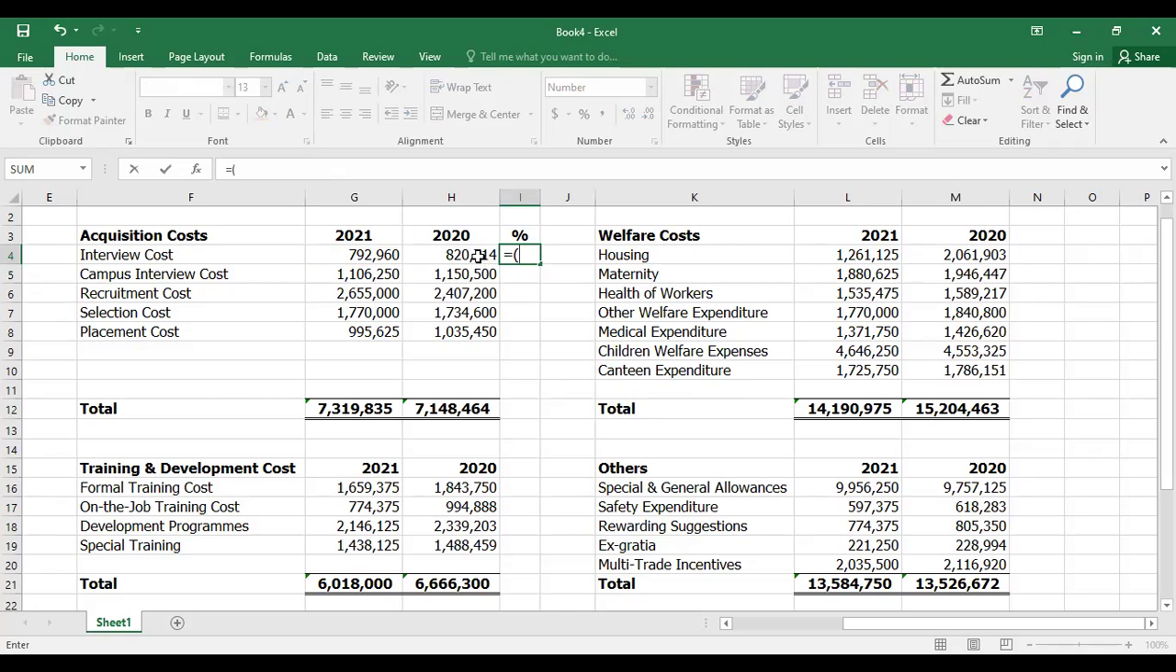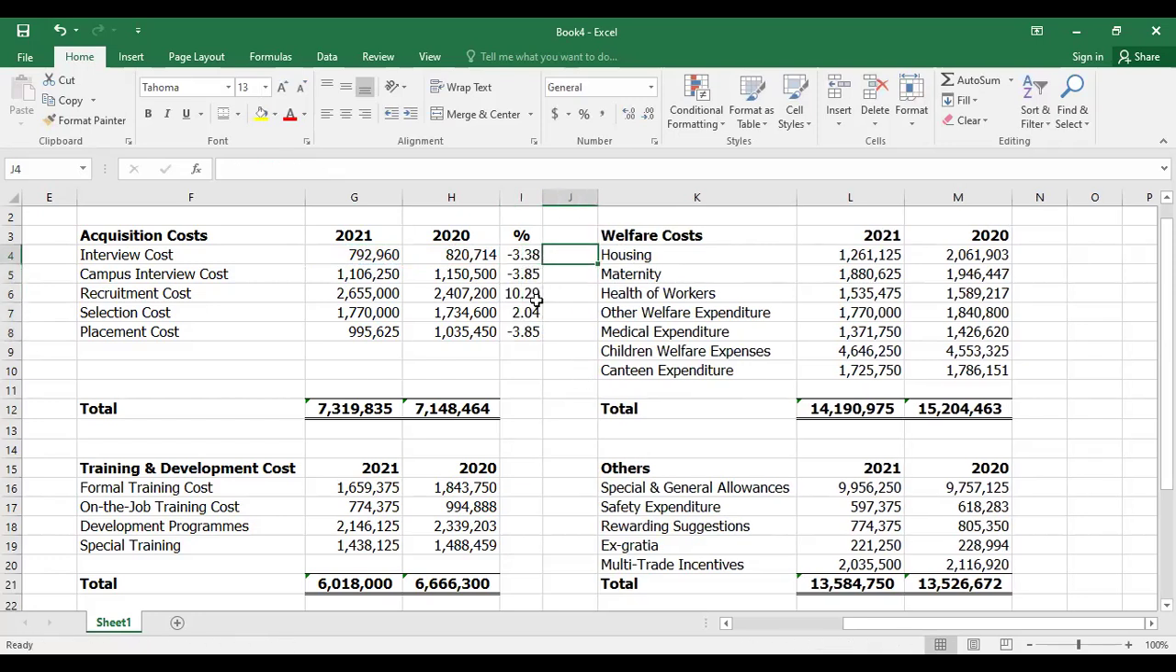So from here, let me come here so that I can place it properly, divided by the one for the previous year, then close the two brackets here. Then before you multiply by 100, so that we can capture it here, 3.38. So broken down this way, you can see it clearly. Even for acquisition that fell, recruitment costs increased within that same group, recruitment costs as well as selection. Placement declined, a decline in placement, a decline in interview costs.